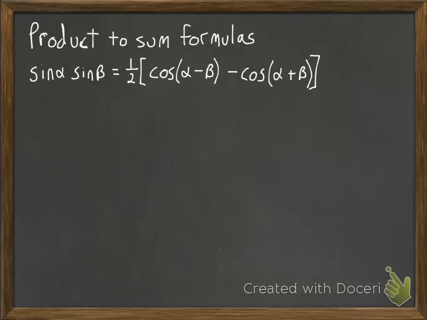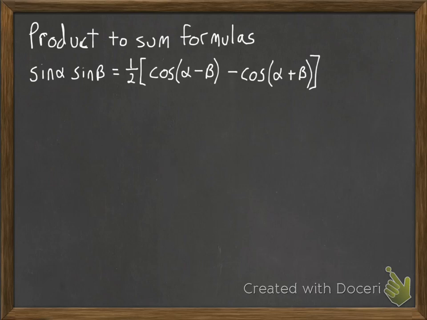Okay, in this video we're going to be taking a look at a product to sum formula and how to prove it. First, just a little bit about these formulas. They are formulas that take a trig function where you have two different angles. For example, here sine alpha times sine beta. It allows us to transform that into an expression where instead of having a product of functions, we have a sum of functions.